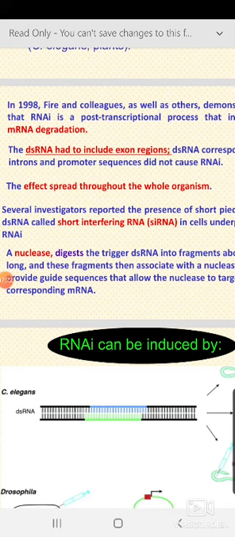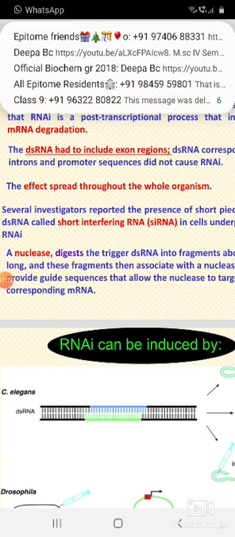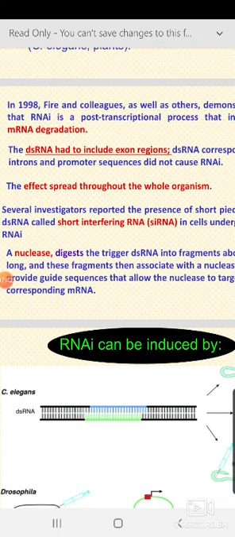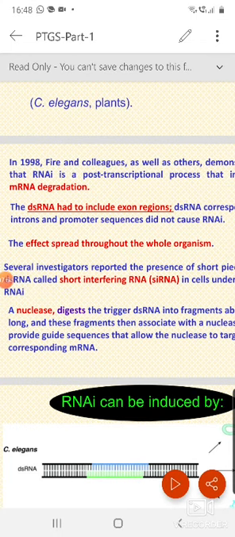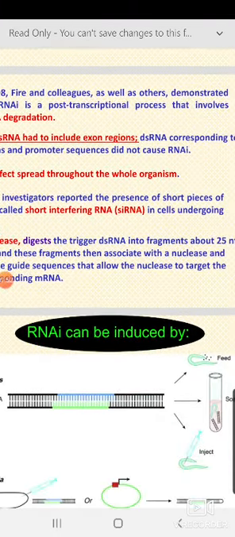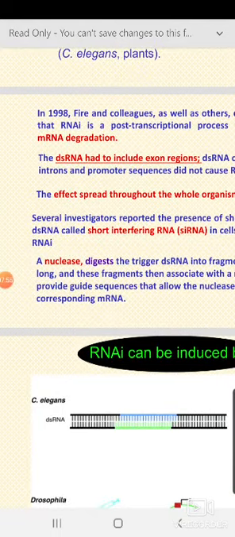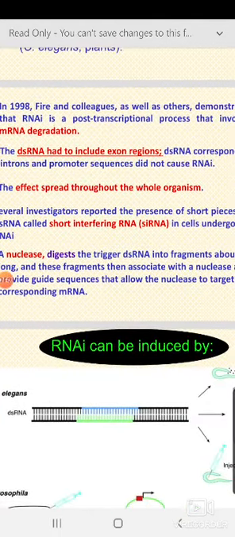Which segment? Because we are talking about eukaryotes. In a eukaryotic DNA gene sequence, there are introns, exons, and promoter sequences, all these structures. When transcription first takes place, everything comes, then splicing takes place. So when we design a double-stranded RNA, based on which sequence do we design it? The double-stranded RNA has to include the exon region. Double-stranded RNA corresponding to introns and promoter sequences did not cause RNA interference.